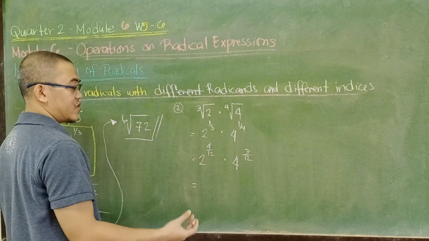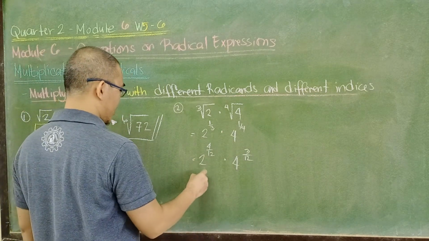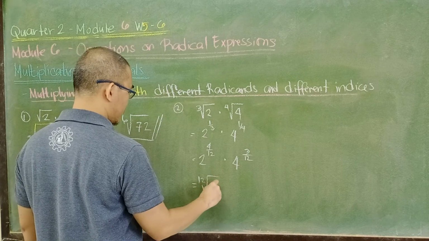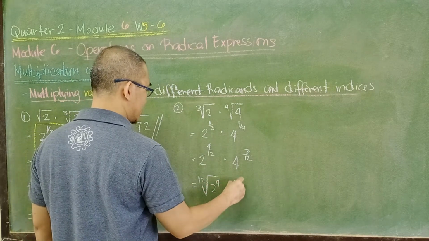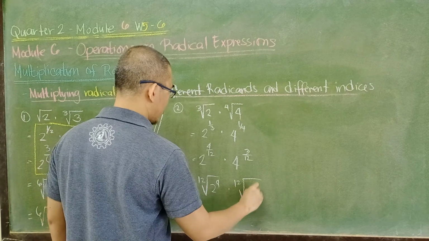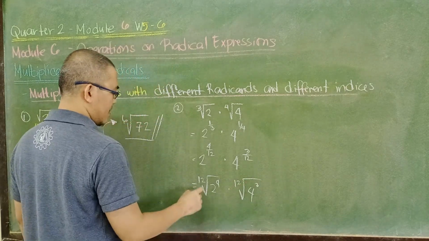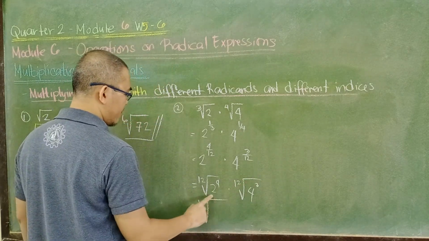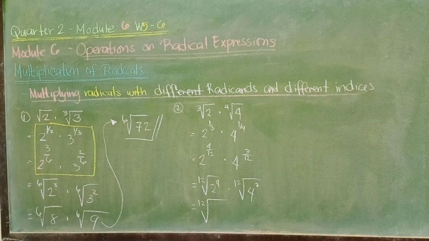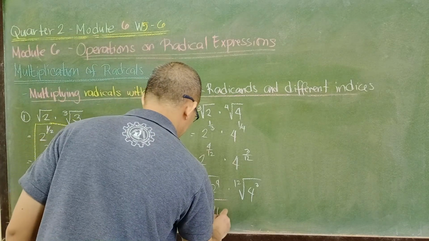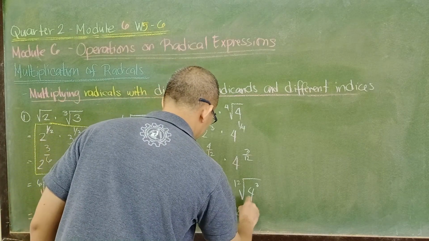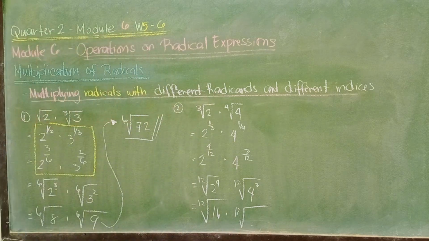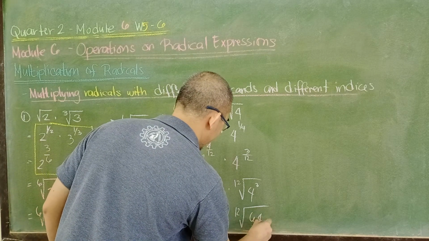Tapos ibalik natin sila into a radical expression. So if we have 12 root of 2 raised to 4 times 12 root of 4 raised to 3. So 12 root of 2 raised to 4, that is 2 times 2, which is 4 times 2, 8 times 2, 16 times 12 root of 4 raised to 3. 4 times 4, 16 times 4, this is 64.